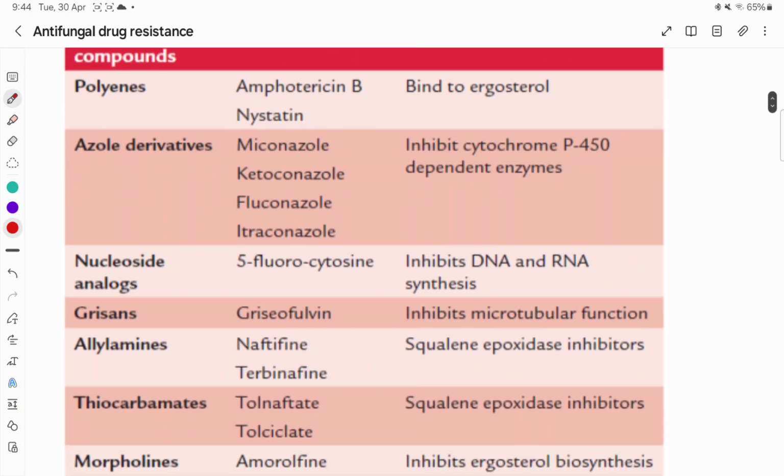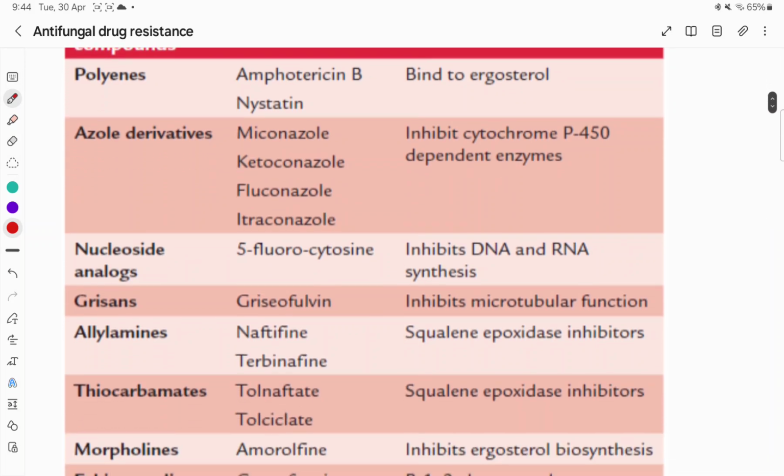So mechanism wise, we can say polyene antibiotics bind to ergosterol and form pores, cause leakage. Azoles inhibit ergosterol biosynthesis. 5-fluorocytosine inhibits DNA and RNA synthesis.